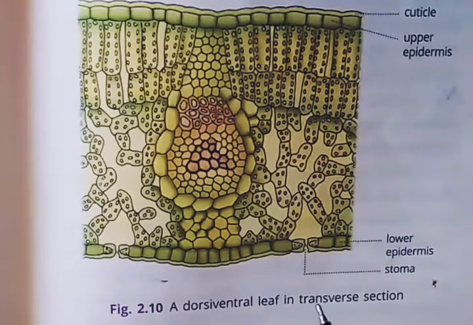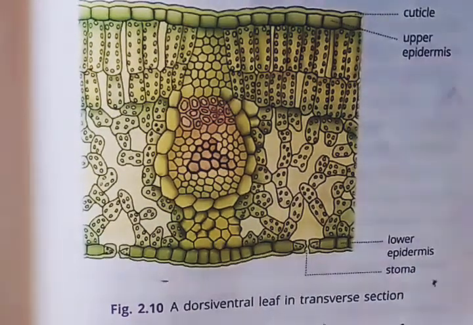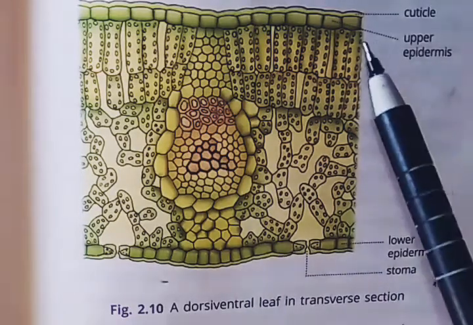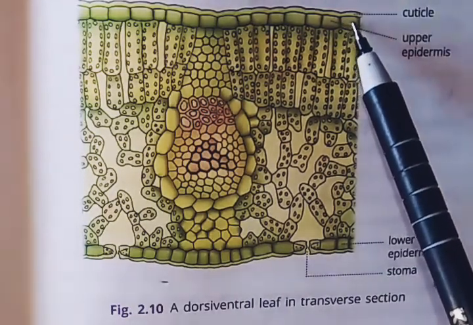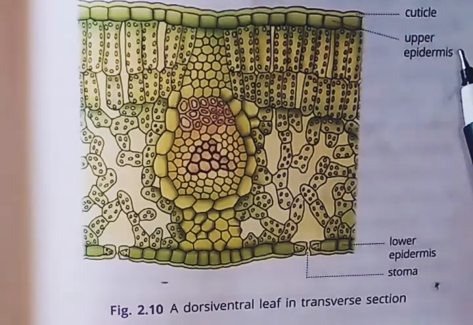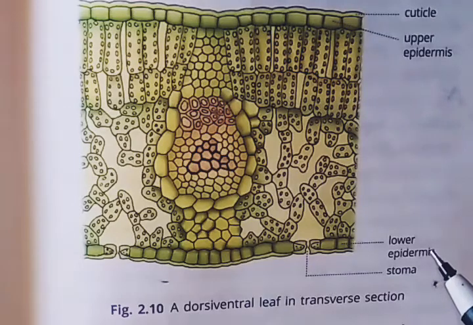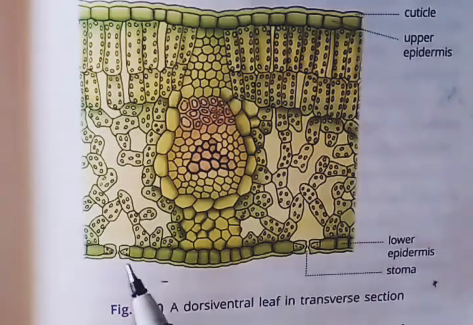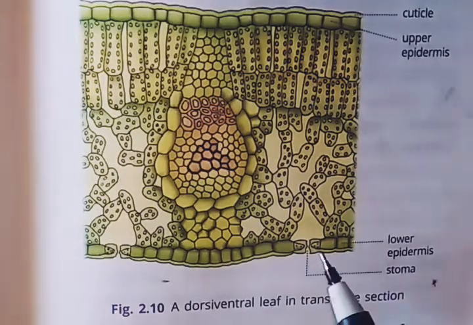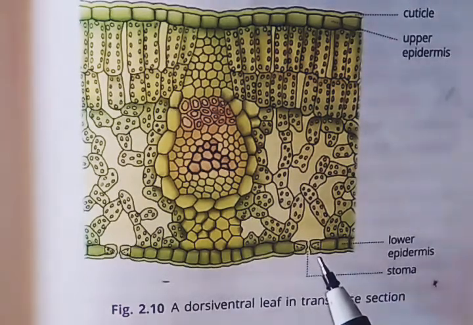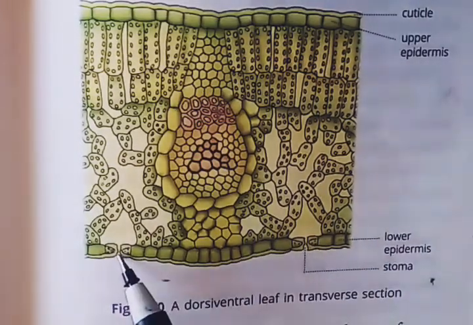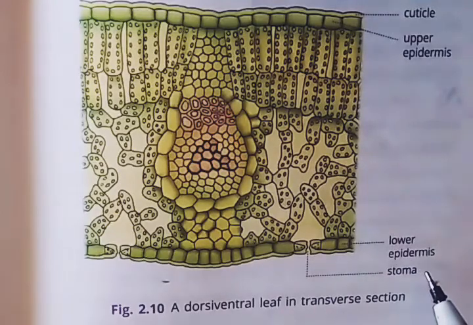Like in this diagram of the transverse section of the leaf, you can see the epidermis. On the upper side, it is called the upper epidermis, and on the lower surface of the leaf there is another layer of epidermis called the lower epidermis. In the lower epidermis there are small openings like these, and this is a stoma.